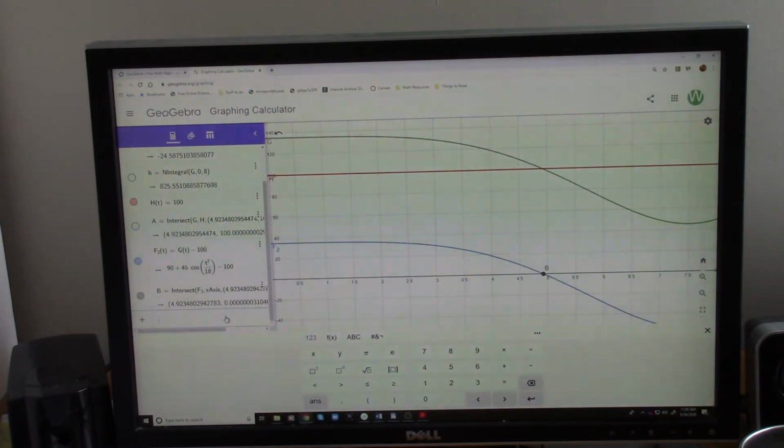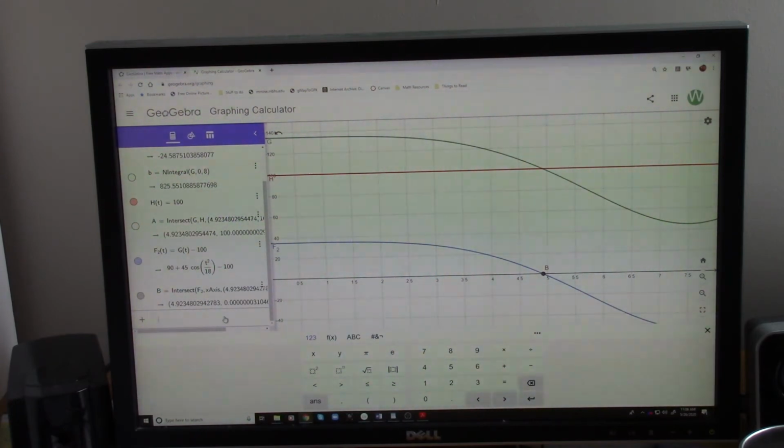Okay, so the final part of this question says, what is the maximum amount of gravel? And so the maximum amount of gravel, well, you just plug 4.923 into our f function.